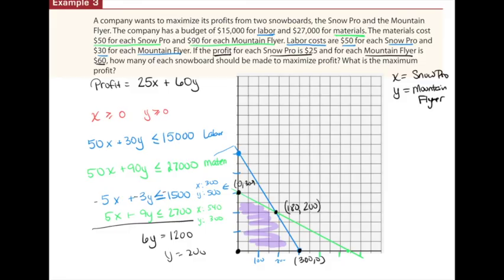And when you do that, you will find that this one is going to give you $18,000 in profit. This one is going to give you $7,500 in profit. And this one is going to give you $16,500. I actually maximize my profit at 0, 300, only producing 300 Mountain Flyers, no snowboards. That's my maximum profit.